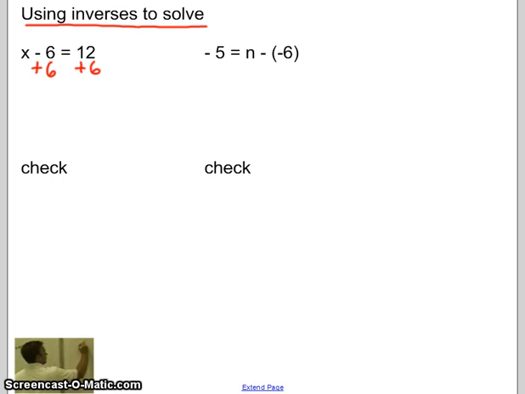Some books you might see add 6 written horizontally. You could do that, but I like to go vertically. That way you can say, alright, I'm canceling this out because I did the inverse operation. X equals 18.